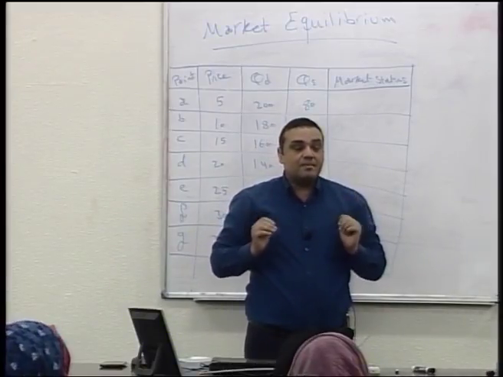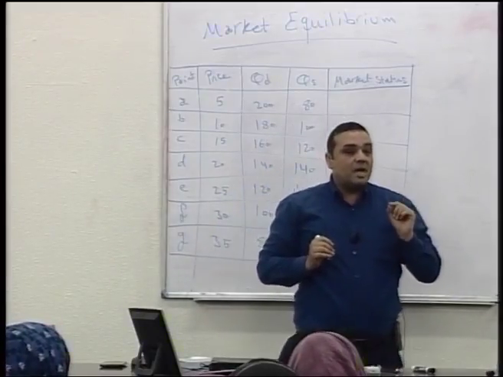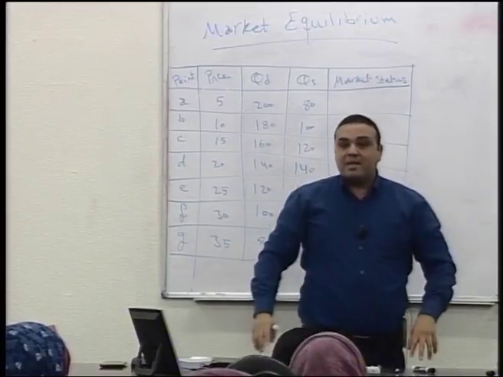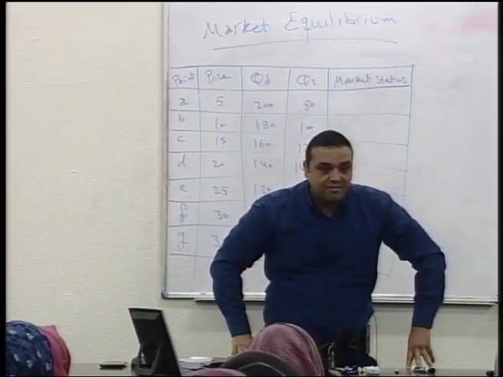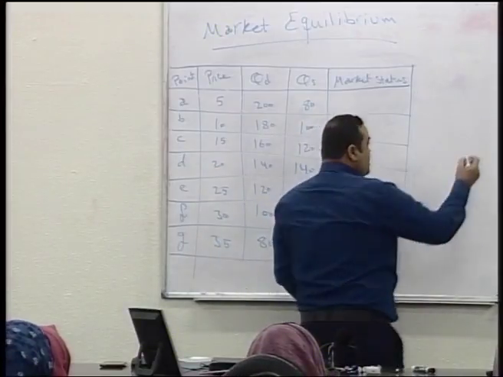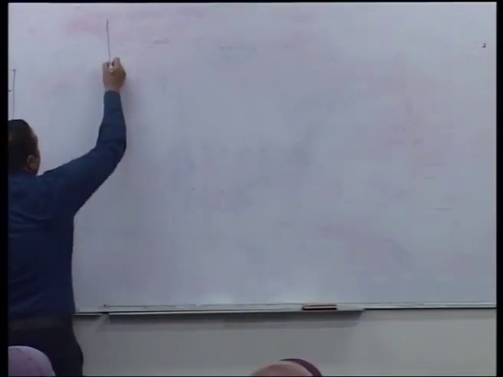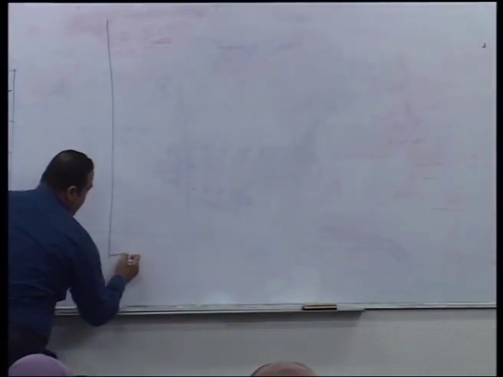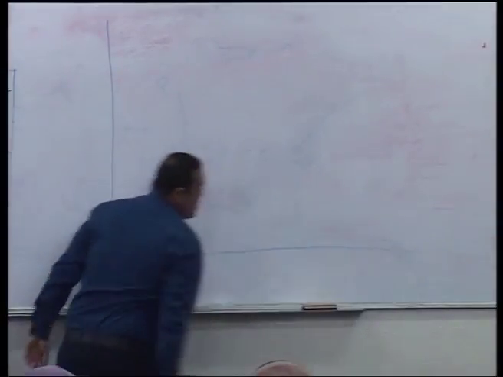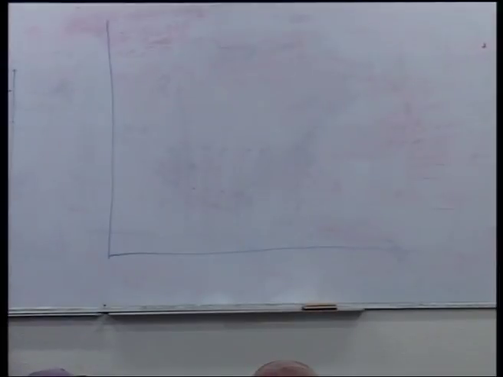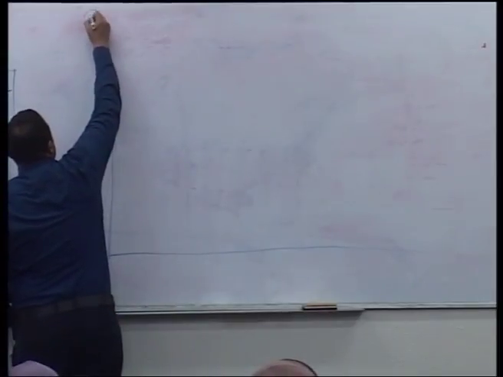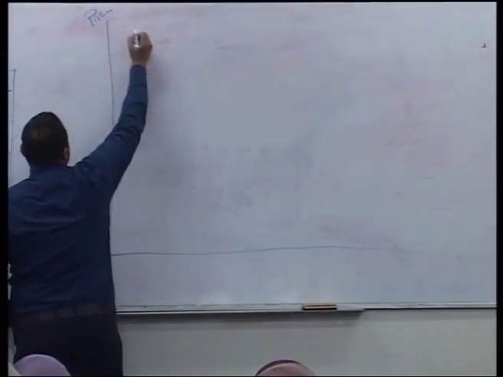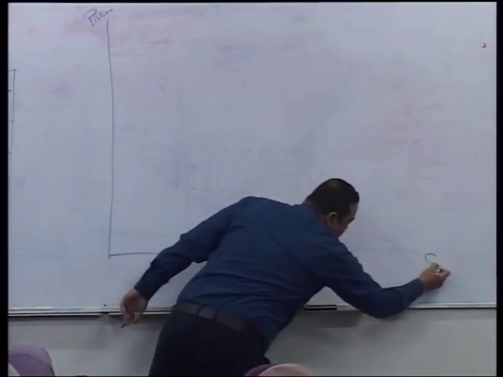But before that, let's draw the demand curve and supply curve on the same graph. So now we have the following graph that shows the prices and the quantity demanded and quantity supplied as well. So here are the prices, and this is the quantity.